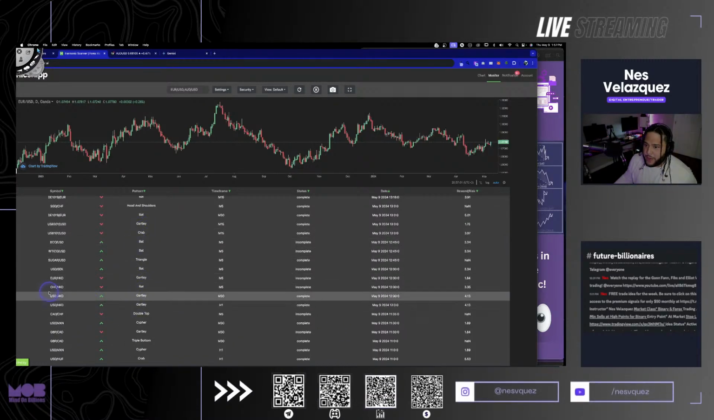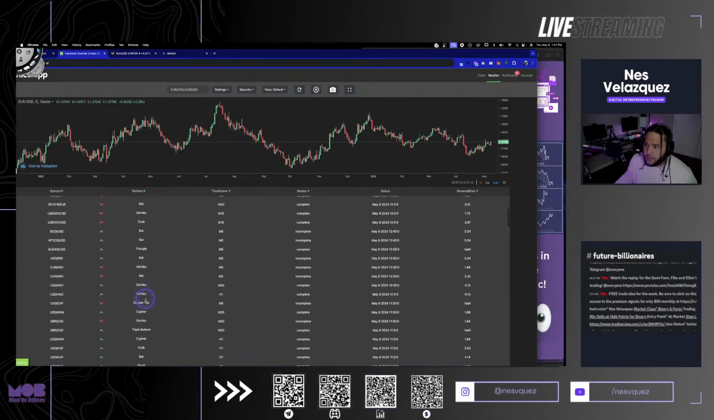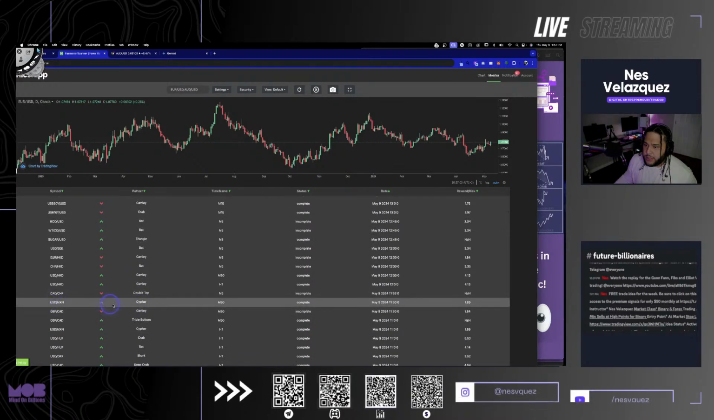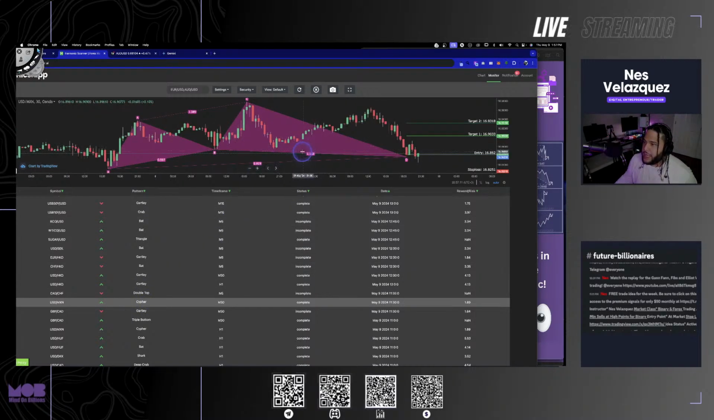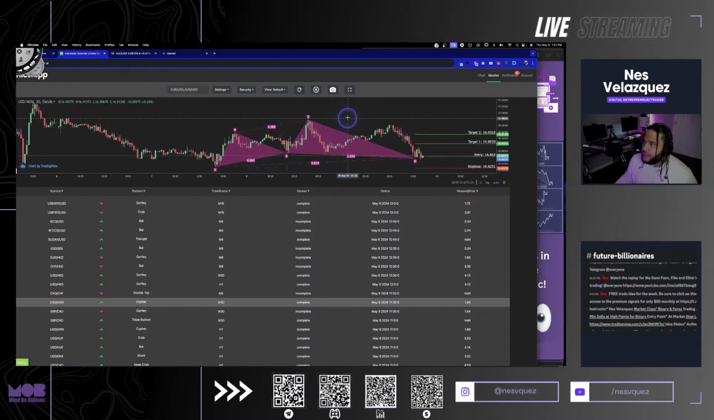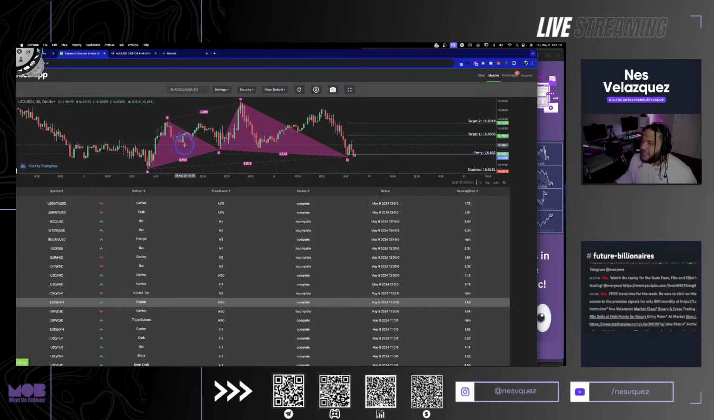Here's some exotic pairs over here. USD Mexican peso. All right, so this is an exotic pair, USD MXN. And here is the Gartley. So again, just slight differences with the XABCD pattern. But here is how the Gartley pattern looks like.